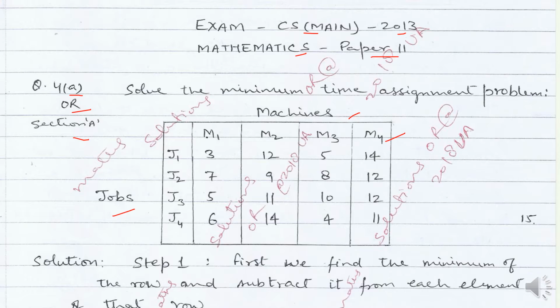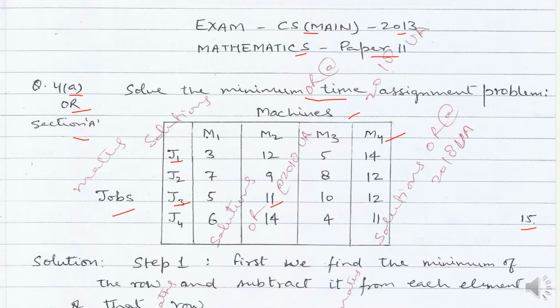So say the M1 machine takes 3 units, maybe hours or days or minutes, whatever the unit is, for completing the job J1. Similarly, the M2 machine takes 11 units of time to complete the job J3. This question is of 15 marks and we have to find out the minimum time for this complete assignment.